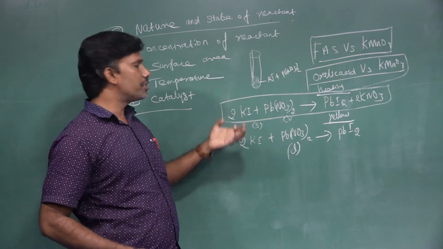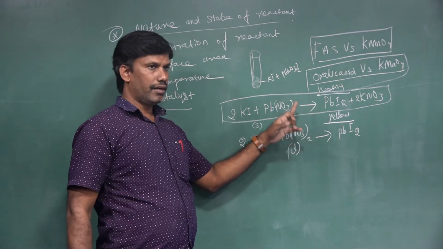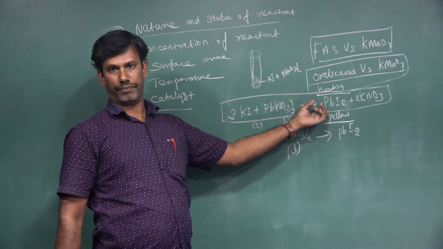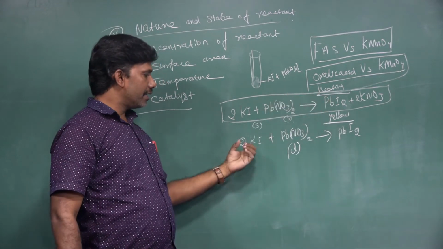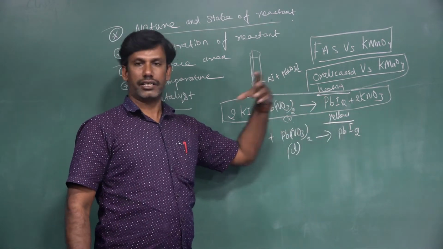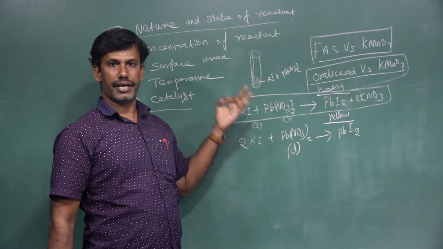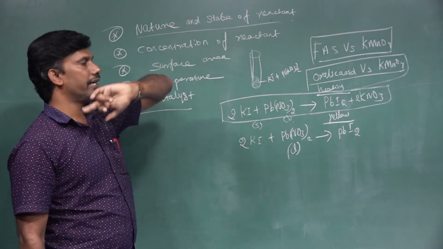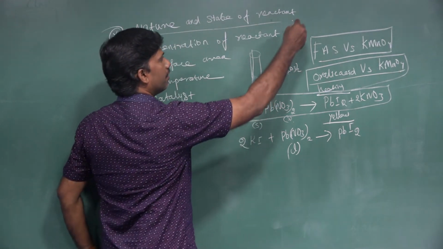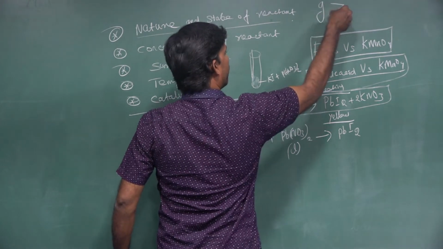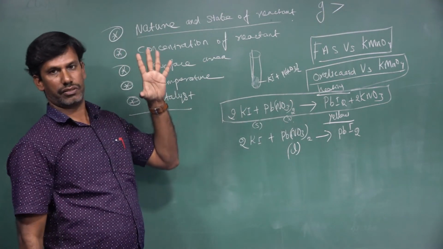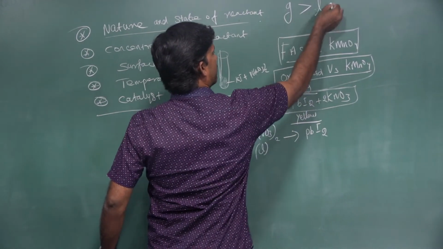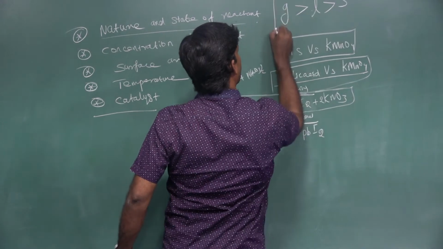What is the difference between these two? If the reactants are solid in nature, it consumes a lot of time. They do not react quickly, whereas in liquid form they react very fast. Same reactant, same product, but different time. So the state of the reactant also matters. Scientists found that if a reactant is in gaseous form, it reacts too fast, whereas liquid is less than gaseous, and solid is much less than that.